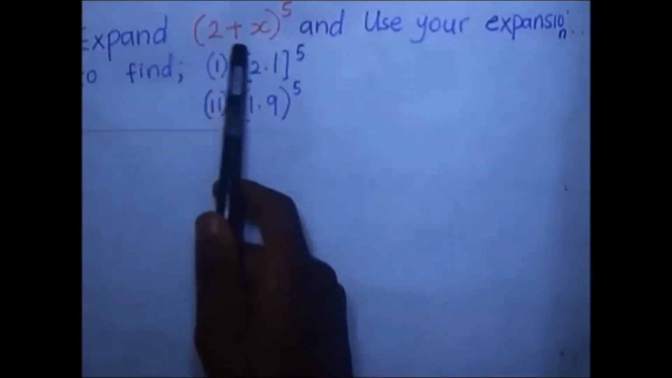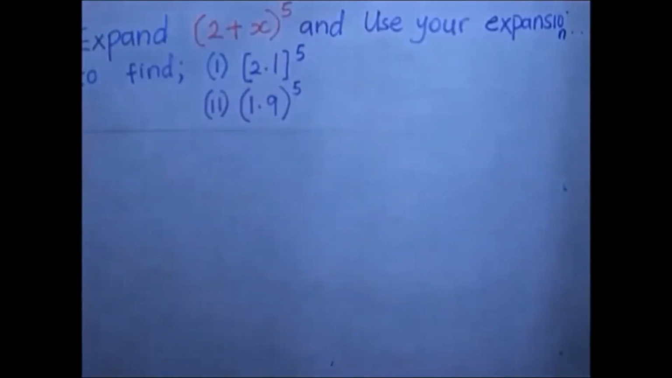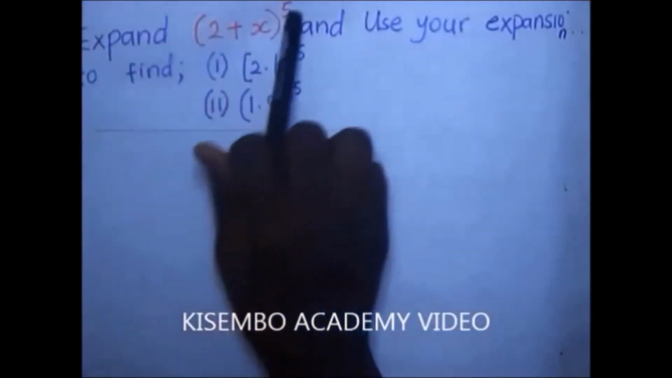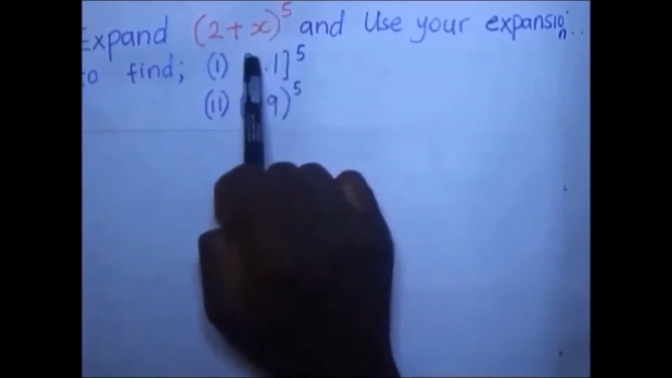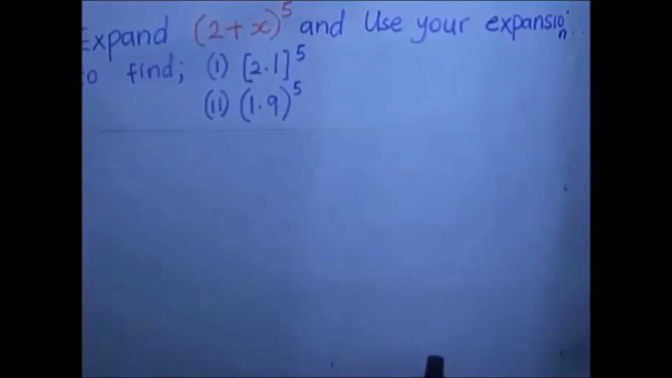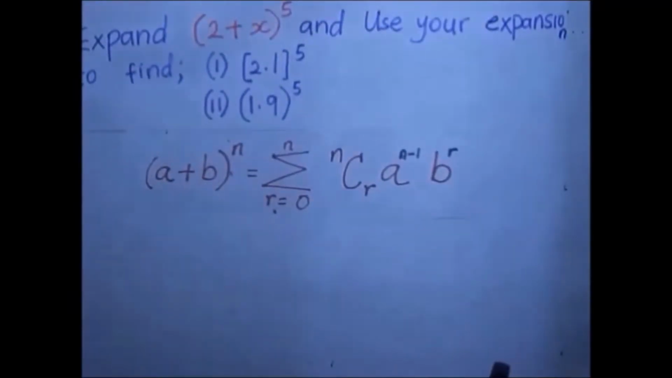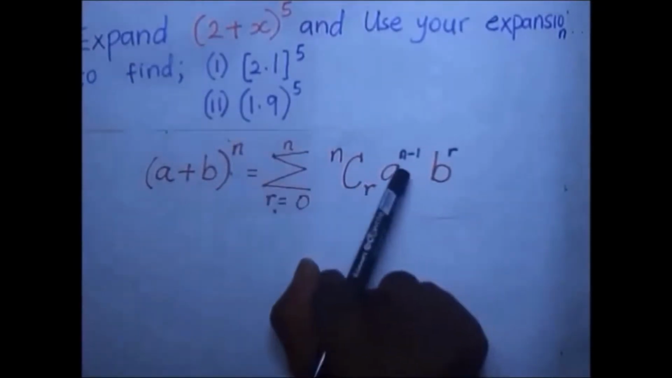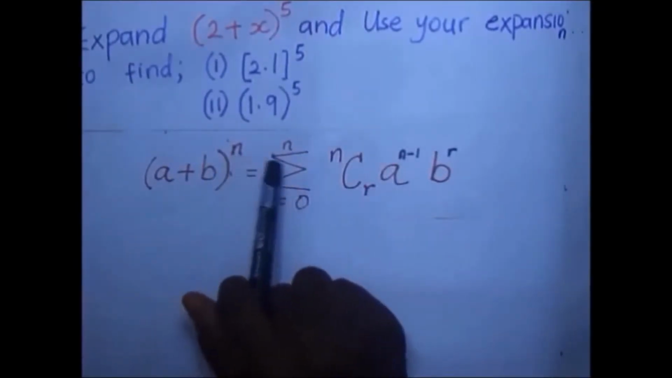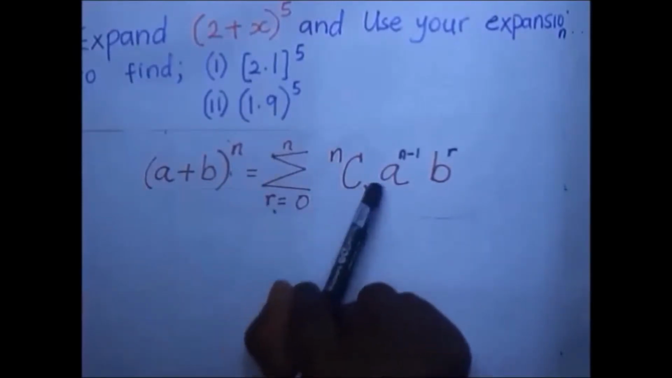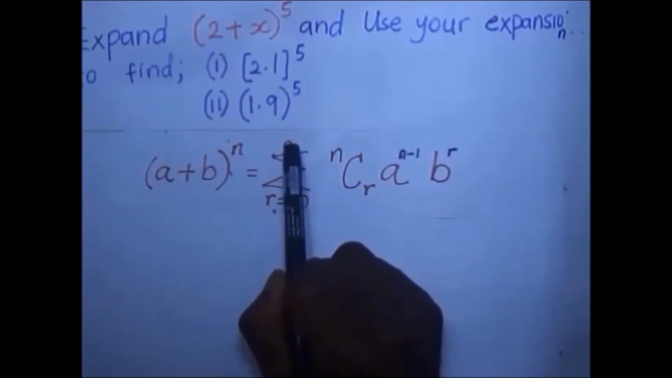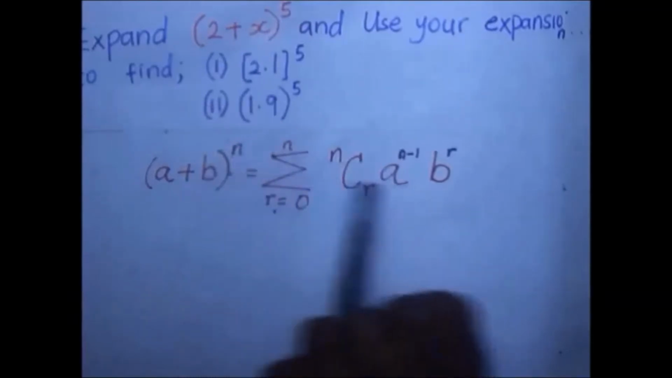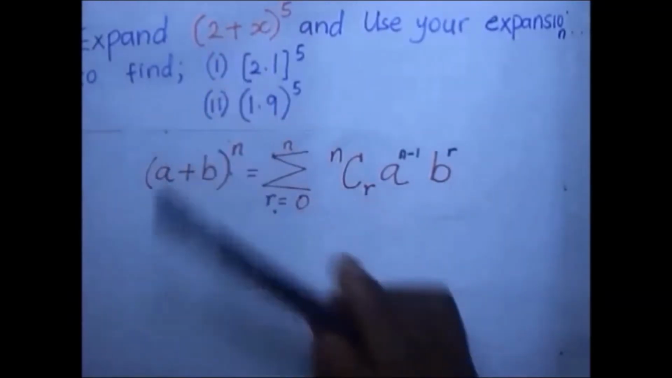We are being asked to expand 2 plus x to the power 5 and use this expression to find this. So first of all, we are going to have to begin by expanding this expression. After expanding this expression, we use the expansion to solve for this and that. We need to remember that the binomial theorem states that a plus b to the power n is the summation of n combination r, a to the power n minus r, b to the power r, for values of r running from 0 to the value of n. So this binomial theorem is exactly what we are going to use to expand that.